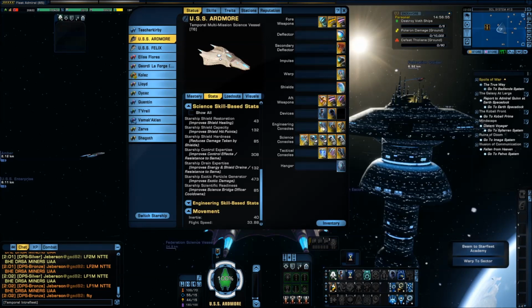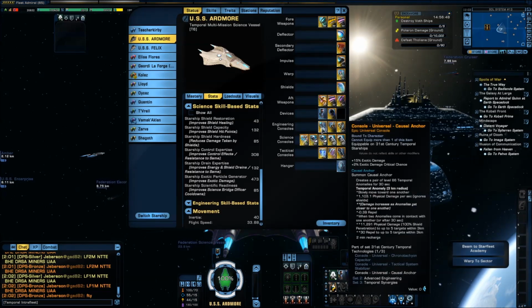Okay, now we get into the really specialized consoles, the important ones. Now this one, Causal Anchor, I can only use because I'm using the temporal multi-mission science vessel. This is the Eternal class from the 31st century ships. Now the Causal Anchor is nice. It has a nice clicky I can use that does a good amount of damage, but it also has plus 2% exotic damage critical chance, always good, and 15% exotic damage. That's a pretty good bonus there, and why I still have it in.